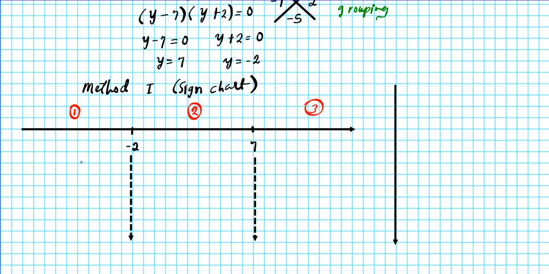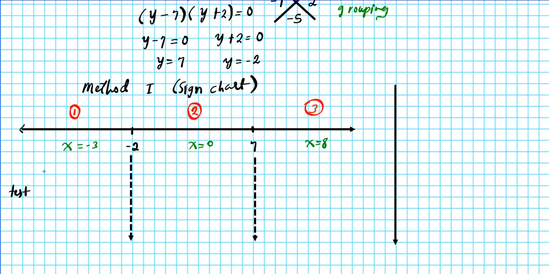Now what we're going to do is pick numbers in each interval to test the inequality. To the left of -2, let's pick a number that's easy to work with. We can use x equals -3. In between these two values, we can use x equals 0. And then to the right of 7, we can use x equals 8. Now let's carry out our test by plugging them into the quadratic inequality in standard form.